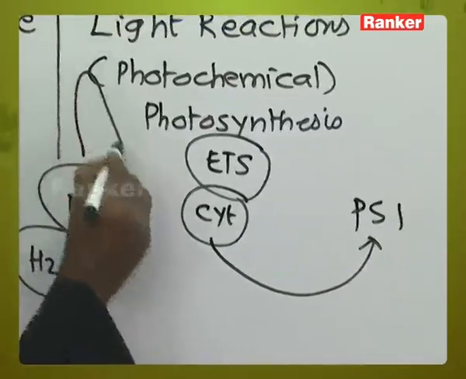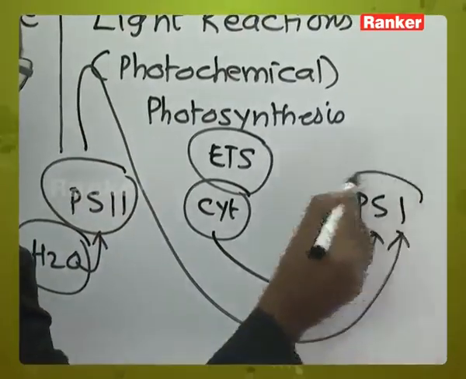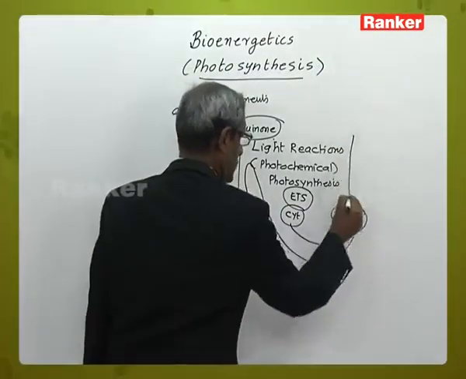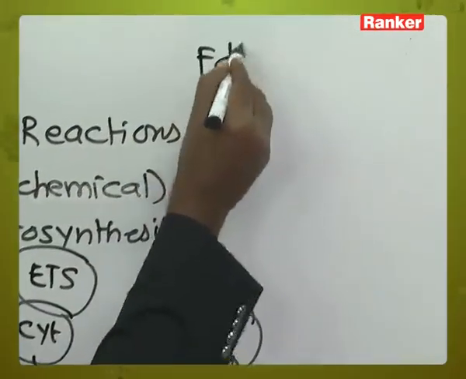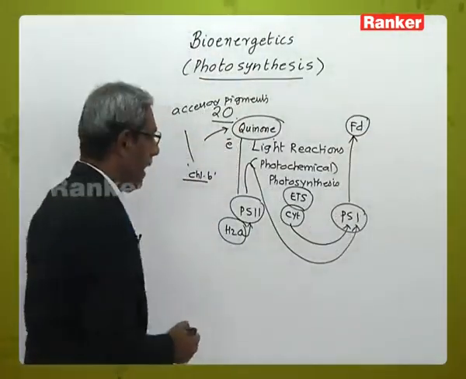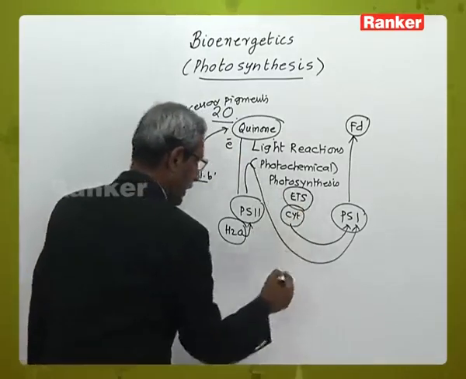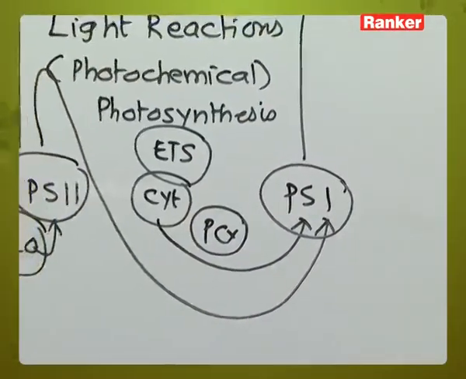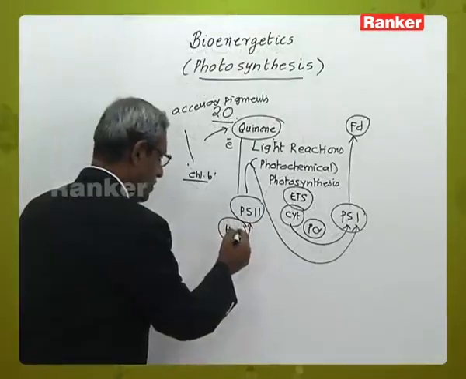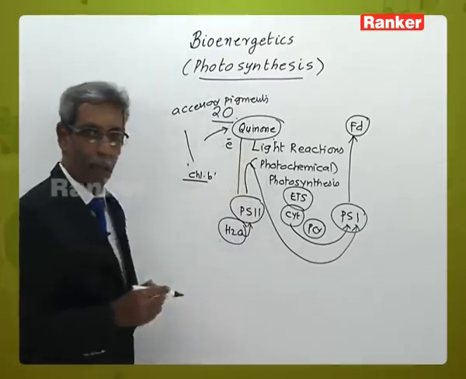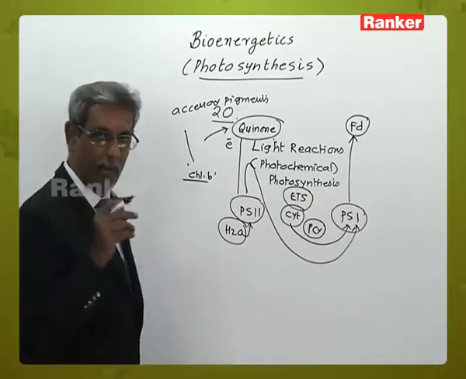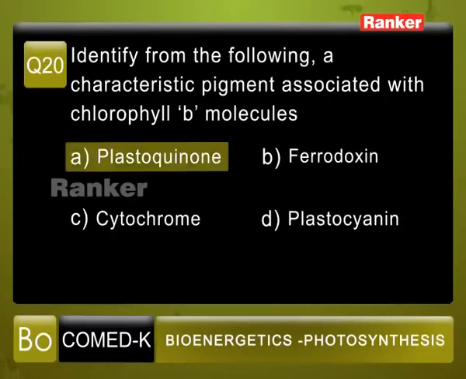So, it is a loop line. It comes into photosystem 1. Now, from photosystem 1, it enters through ferredoxin, FD. And en route, it touches plastocyanin. Primarily the first electrons from here are accepted by quinone. So, plastoquinone is the right answer. It is a characteristic pigment with chlorophyll B accessories. The answer is A, which relates to plastoquinone.